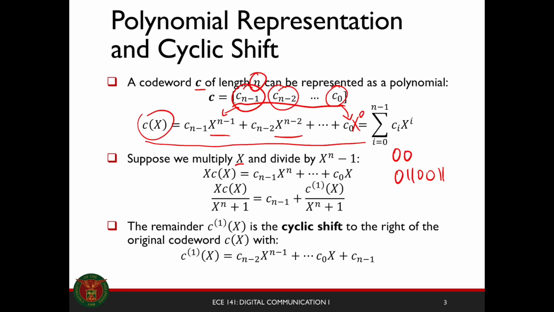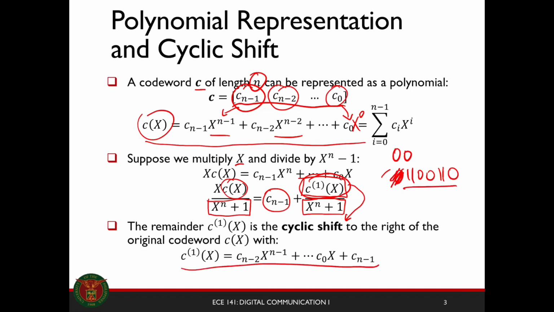By multiplying it with x, we're effectively shifting, or inserting a 0 at the end of the code word. Okay. The polynomial representation of this series of bits will be divided by the polynomial x to the n plus 1. If you divide that by x to the n plus 1, you will be left with c sub n minus 1 plus some polynomial c1 of x divided by x to the n plus 1. This c1 of x satisfies the cyclic shift. Okay? So this will now be the cyclic shift of c of x. That would mean that we are going to discard the most significant bit and we'll end up with the cyclic shifted version of the code. So that is the result that you see right here. It's a cyclic shift of the original code word that we used.